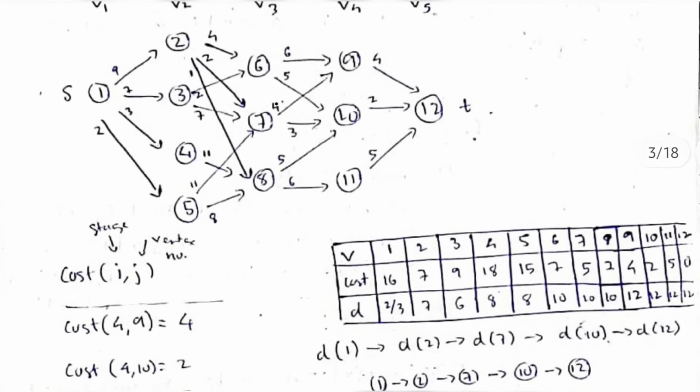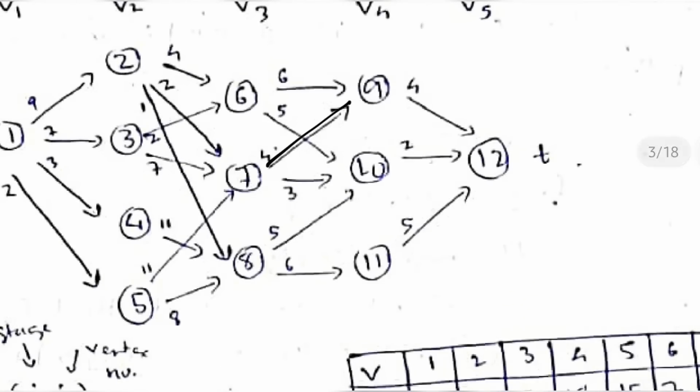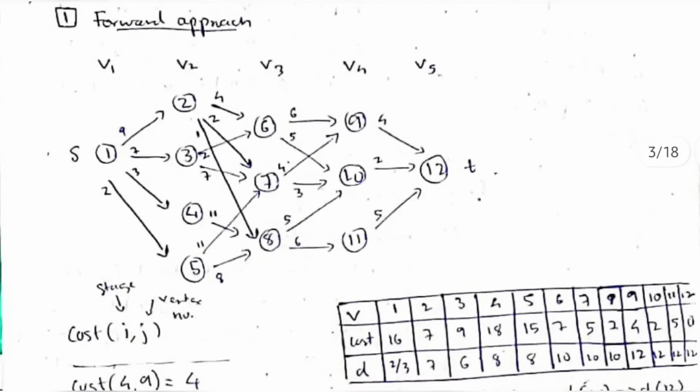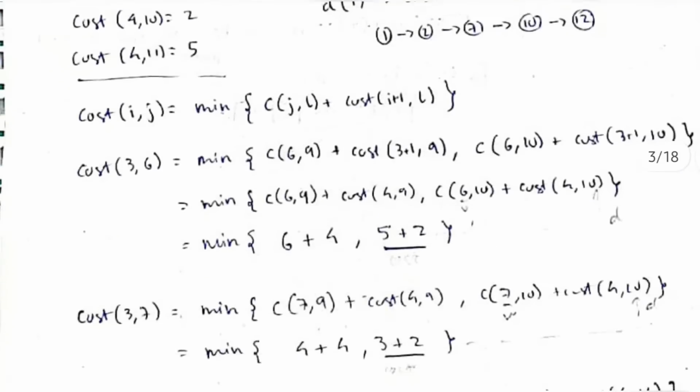Now let's take another example for 7. From 7, if you observe, we have two paths, this one and this one. Okay, now either I can go from 4 plus 4 or 3 plus 2. 4 plus 4 is 8, 3 plus 2 is 5. So this is the shorter path. So how will it be represented as a formula? This vertex can be represented as cost of third stage comma 7. Okay, cost of 3 comma 7.